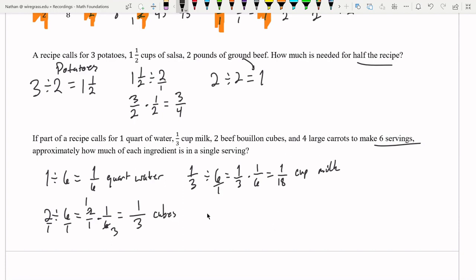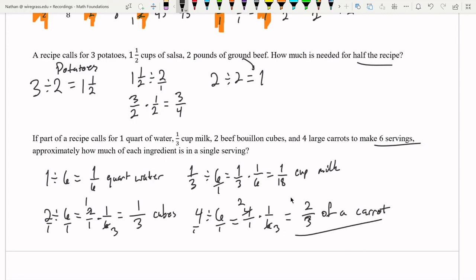And then 4 large carrots divided by 6. 4 over 1, 6 over 1. I'm going to multiply by the reciprocal. Once again, I can cross cancel. I can divide both by 2. And then going straight across gives me 2/3 of a carrot. So that's what we expect in each serving with this situation.